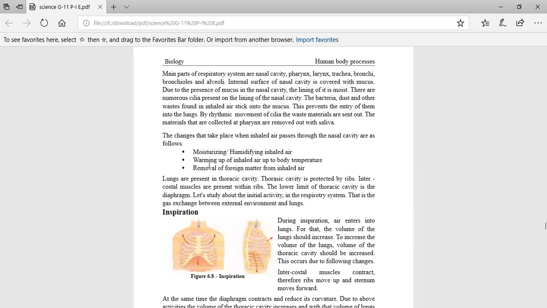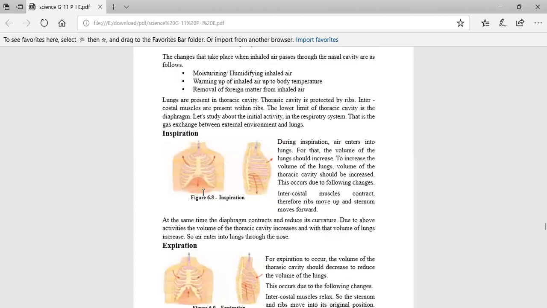Inhaled air gets moisture and humidity. Right? Then warming up the inhaled air to body temperature. Outside air is at a lower temperature than body temperature. Removal of foreign matter from inhaled air. That is the function of the nasal cavity.